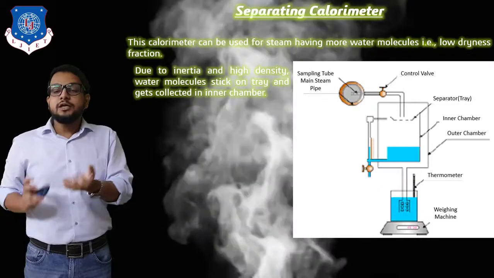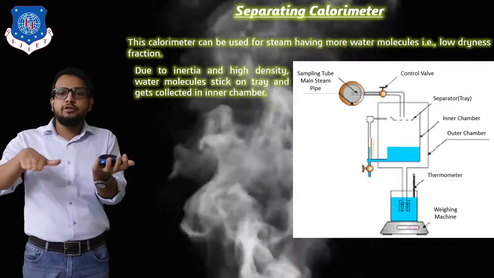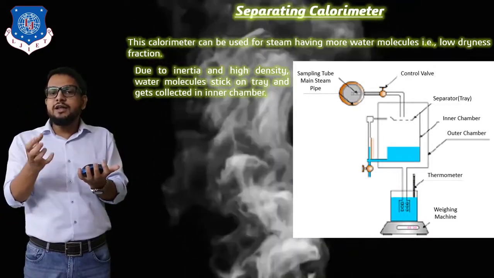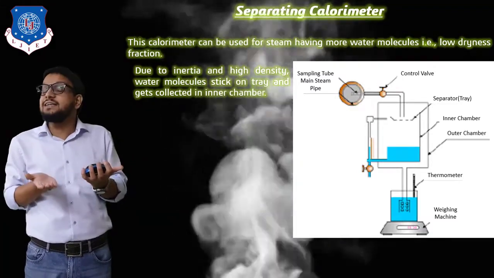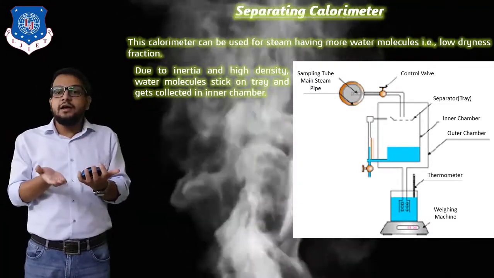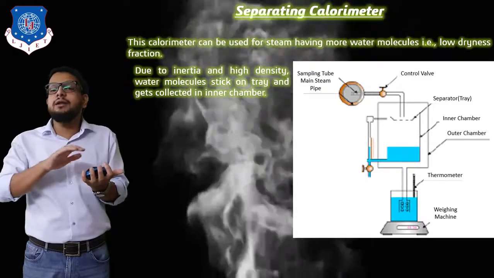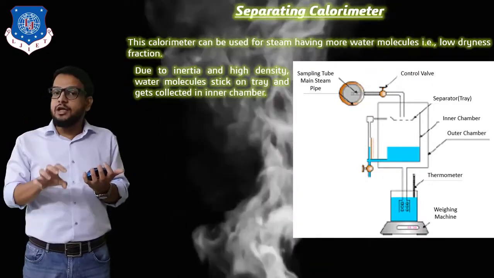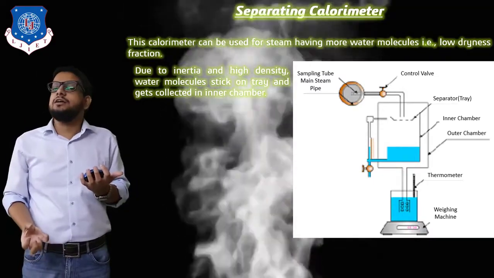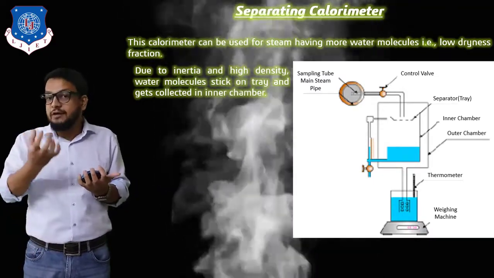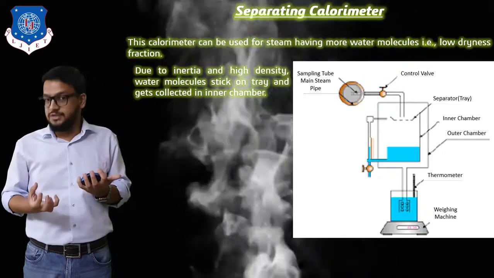Now what will happen? As soon as it strikes the tray, water molecules will get stuck on the surface of the tray due to high density and inertia. Once they get stuck, they will not be lifted up, which means whatever water molecules are stuck will finally get collected in the inner chamber. That will be the mass of water which has been separated.